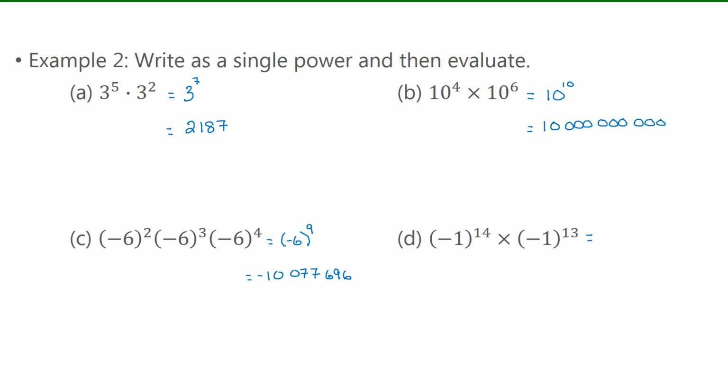Now for D, I need to add together 14 plus 13, which gives me 27. Now here I have a negative base with an odd exponent, so my answer is just going to be negative 1.